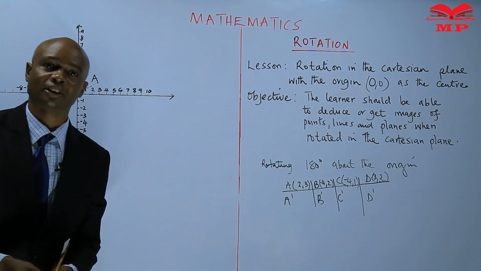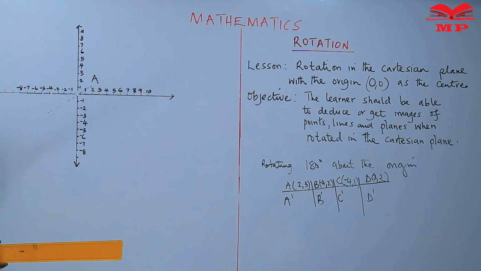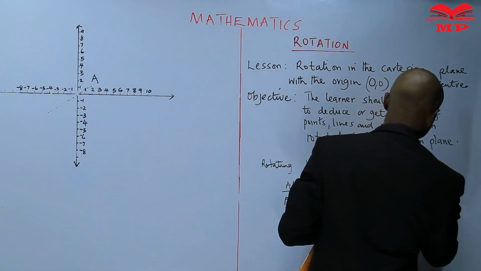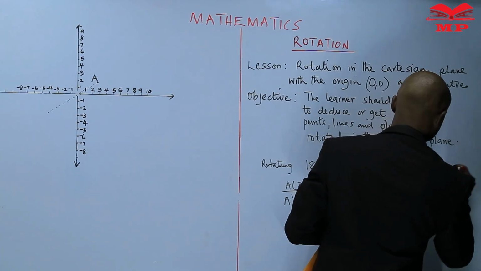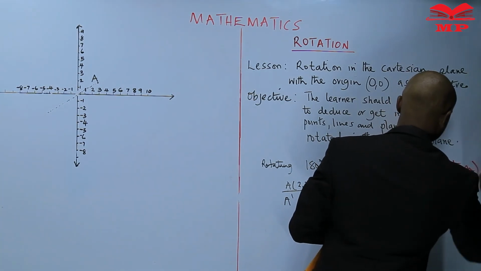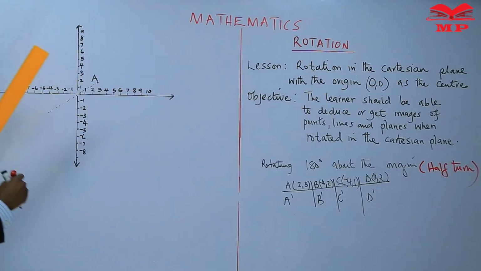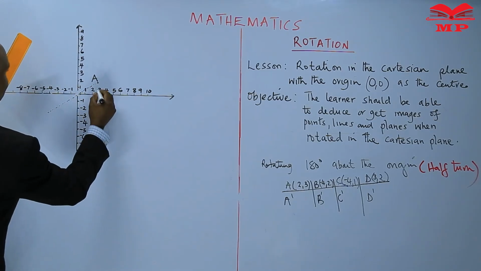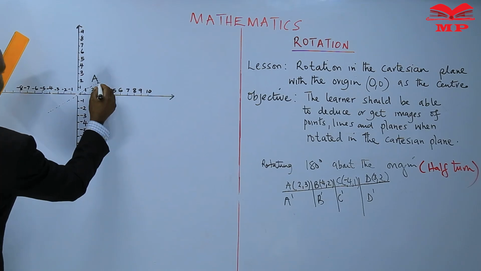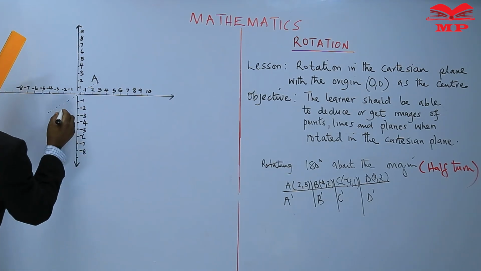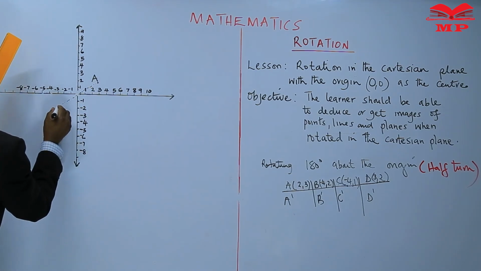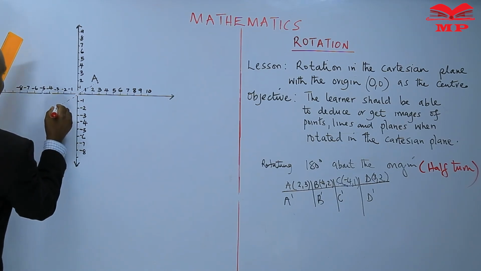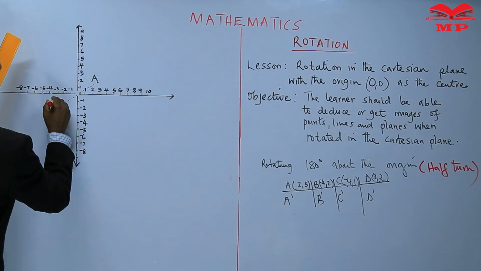It is like a half turn about the origin. So someone can also refer to this as a half turn. You'll find this distance will be the same. So here we had 3, 2, here we shall have negative 3, negative 2. So you get our A prime there.